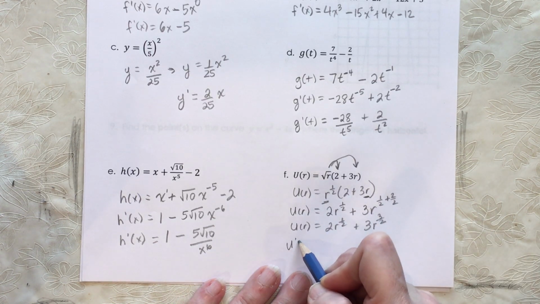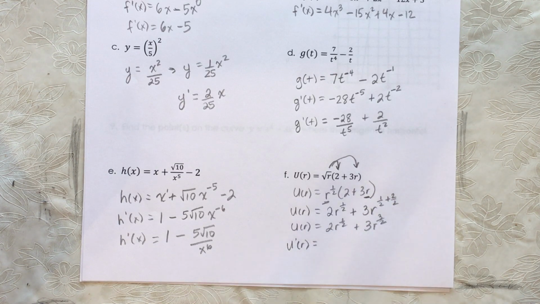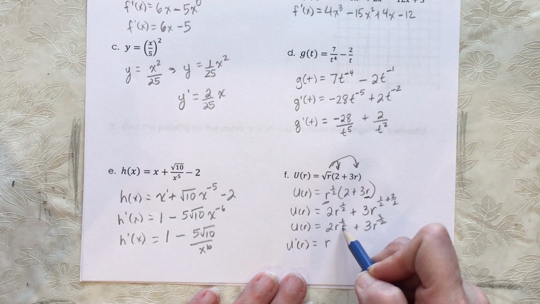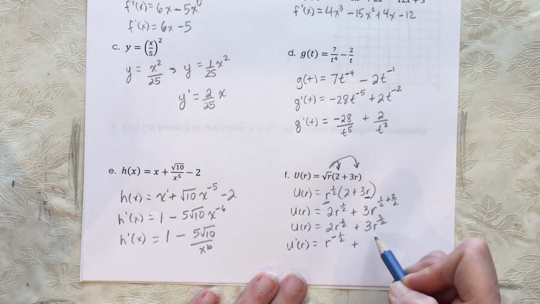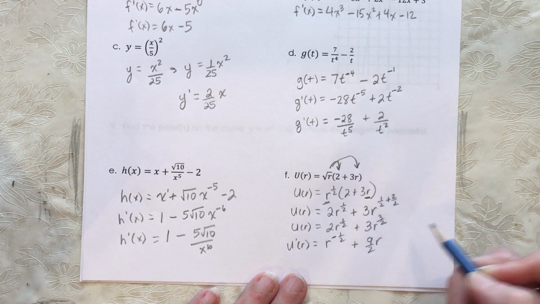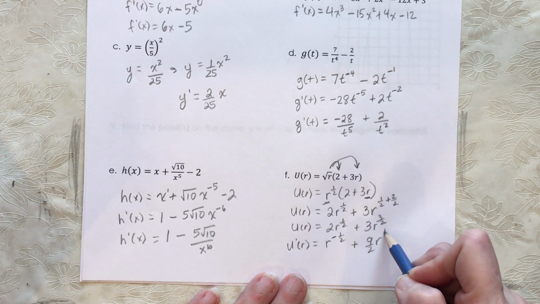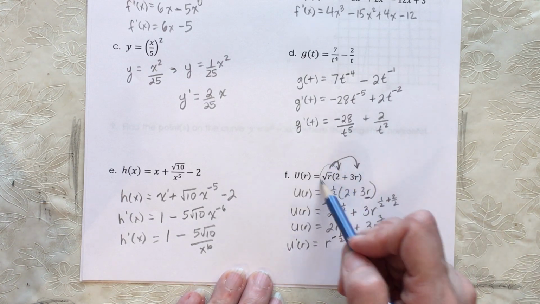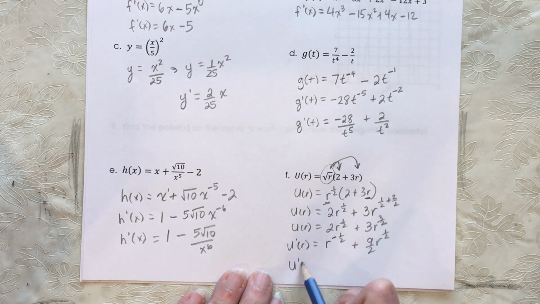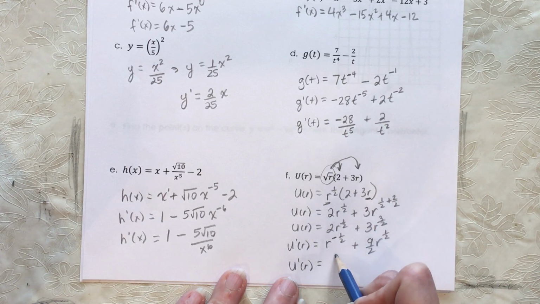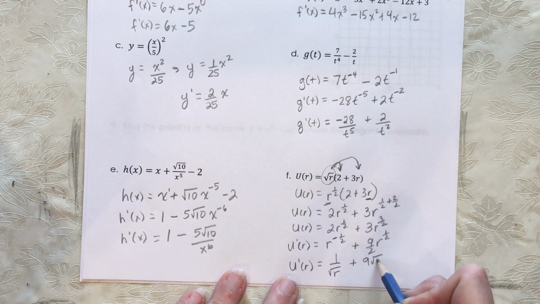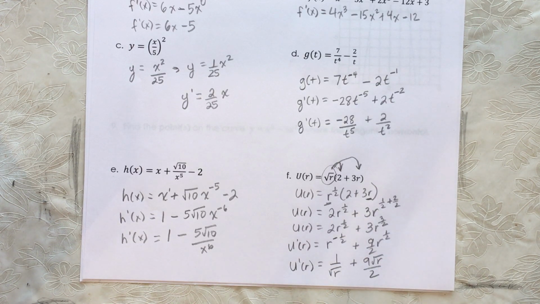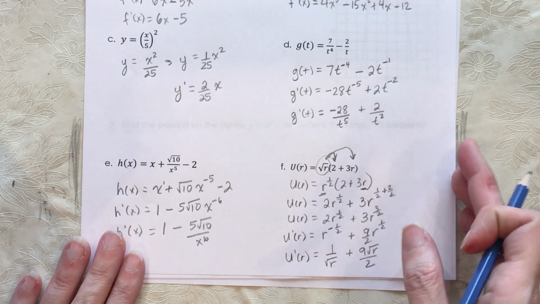So now finally it's ready to differentiate. I find the derivative of 1/2 times 2 is 1. So it's going to be 1r to the 1/2 minus 1, which is -1/2. Plus 3 times 3 over 2 is 9 over 2, r to the 3 over 2 minus 1, which would be r to the 1/2. And then we had roots in our question, so we have to have them in our answer. So that's going to be 1 over the root of r plus 9 root r over 2.